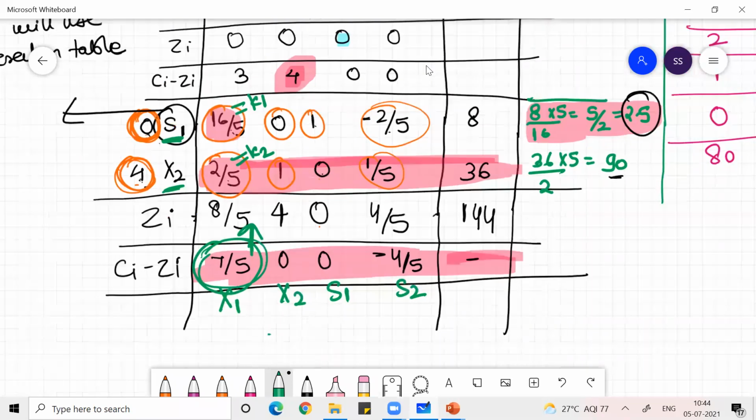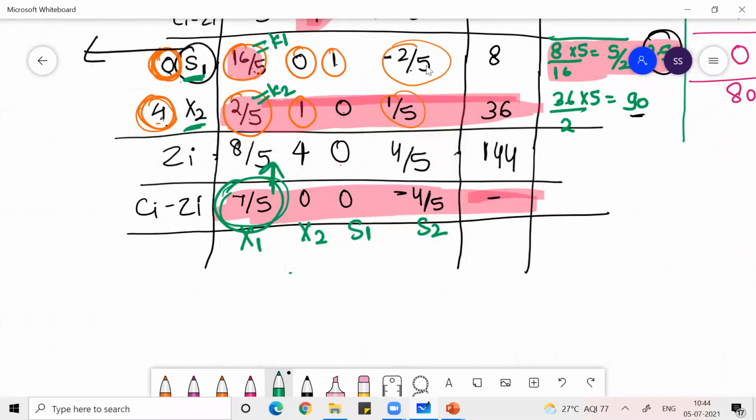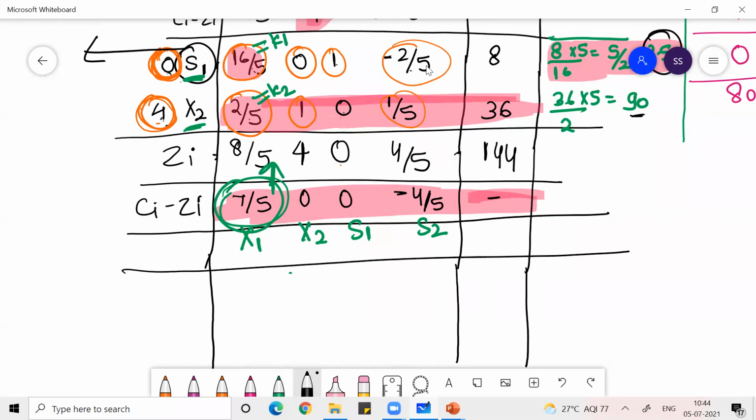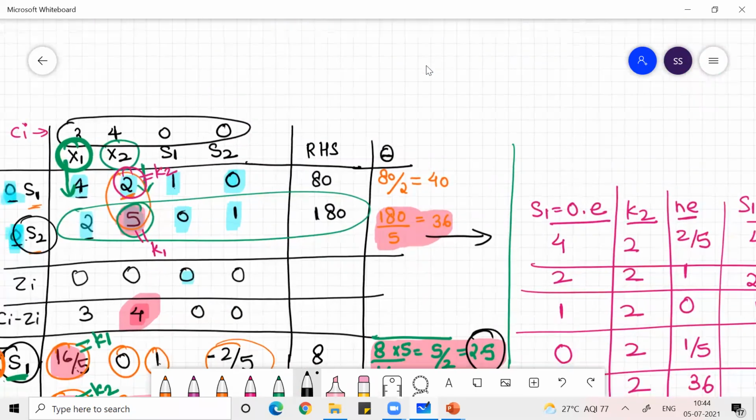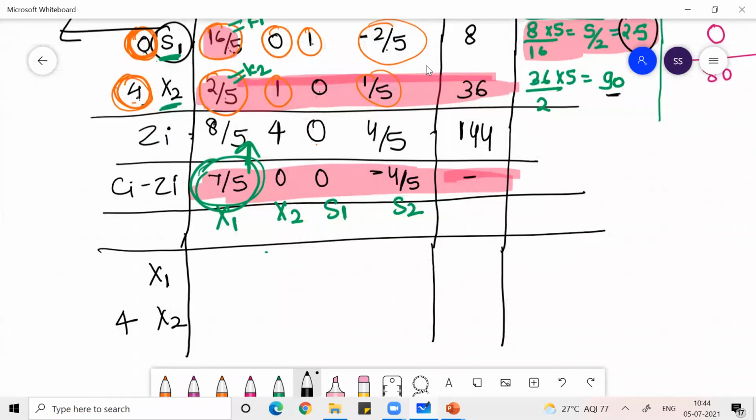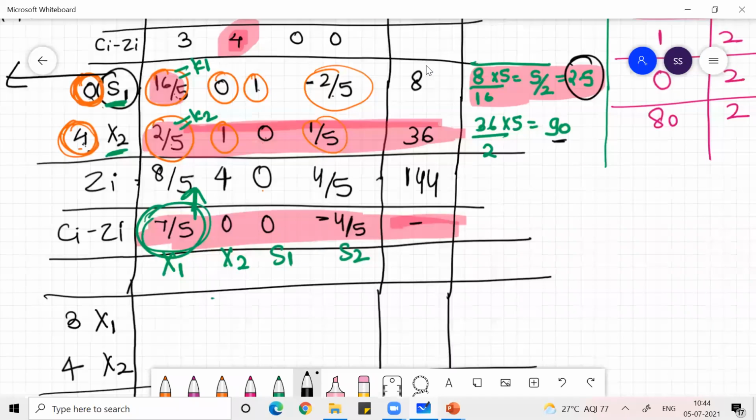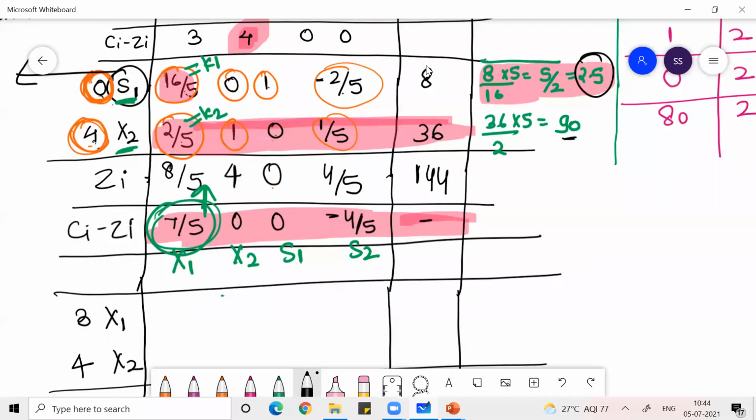Okay, so once you understood that x1 is going to enter into the solution, now in place of s1 you have x1 and you have x2. The coefficient of x2 is 4 and the coefficient of x1 is 3. Okay, you know this. So now the pivot element corresponding to x1 is 16 by 5. So divide all the elements by 16 by 5. Already I told you these things before.